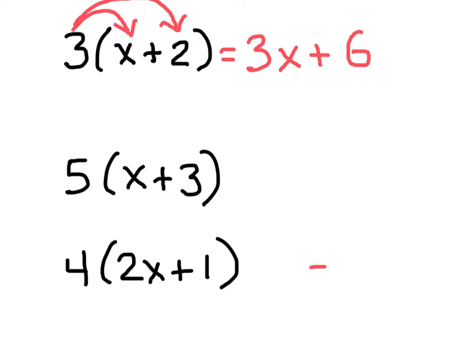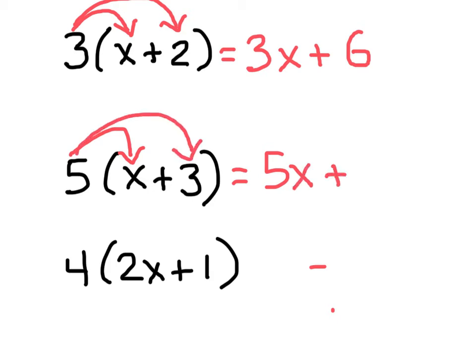Okay, let's go ahead and do this one. 5 times the quantity x plus 3. What are we going to get here? Well, we're going to multiply 5 times x, so that's 5x. Put the plus sign, and now let's multiply 5 times 3. 5 times 3 is 15. Okay, so if I was to draw out all the algebra tiles, 5 groups of 1x and 3 1s, I would end up with 5 x's and 15 1s.